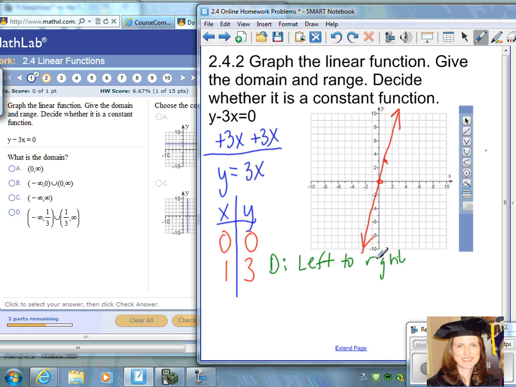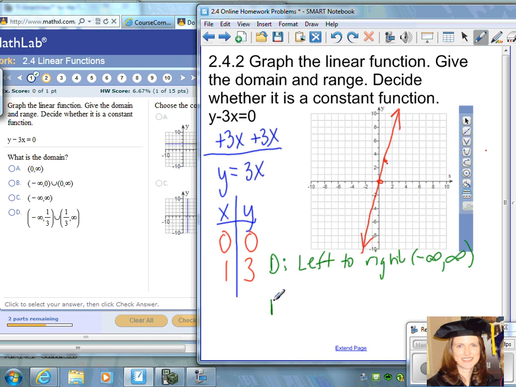How far to the left is this graph going to go? It's going to keep going forever and ever and ever to the left. So the domain is negative infinity, and it's going to keep going forever and ever to the right. You can plug all these different x values in, from negative infinity to positive infinity for the domain.